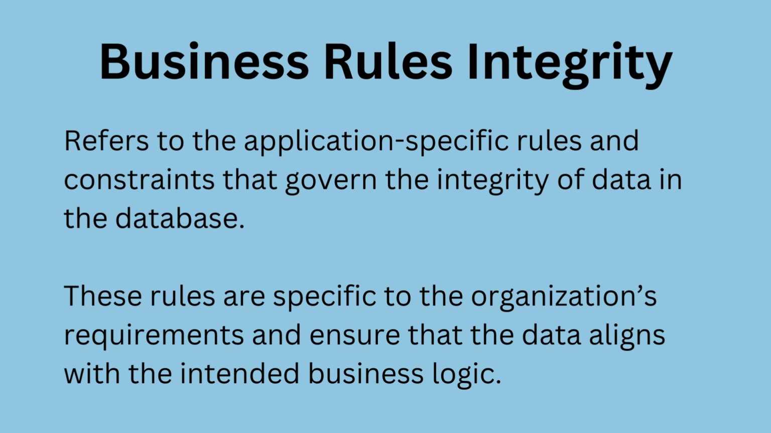So, business rules integrity refers to the application specific rules and constraints that govern the integrity of data in the database. These rules are specific to the organization's requirements and their business. So, for example, a maximum order quantity for a product, or the pricing calculations, or data validations could differ from one organization to the other. So this concludes lesson 1 of topic 12 in the A2 unit 2 paper.